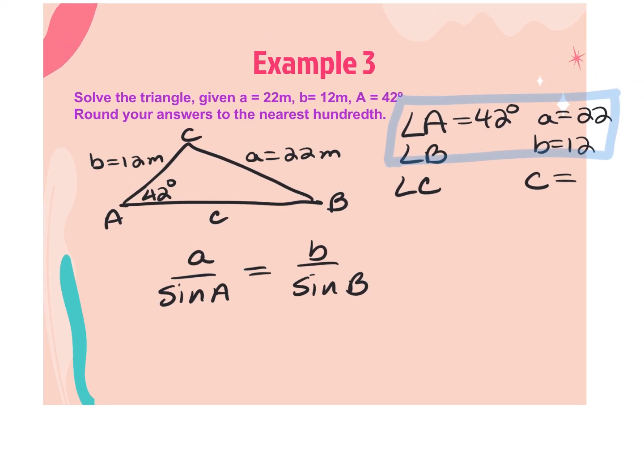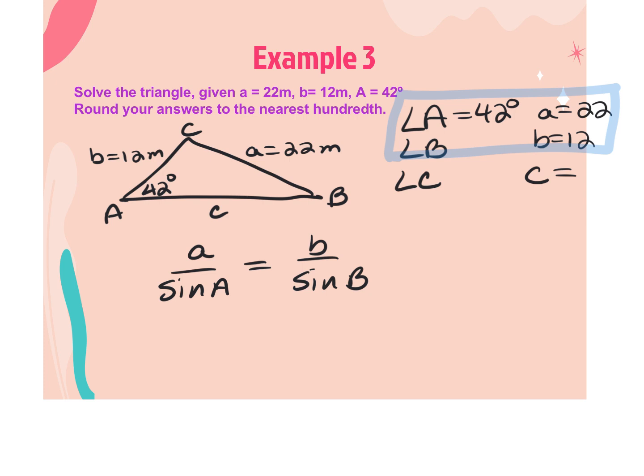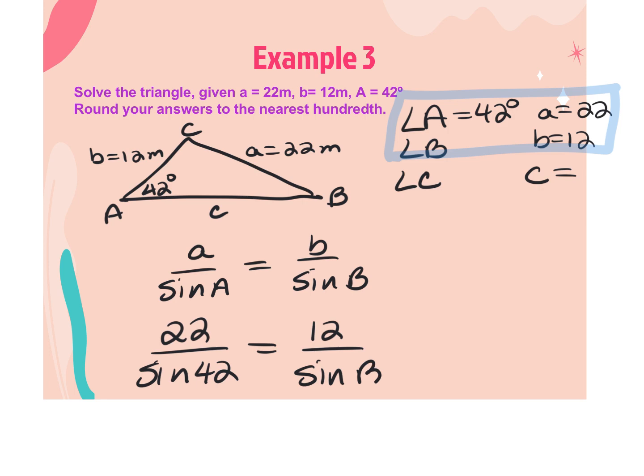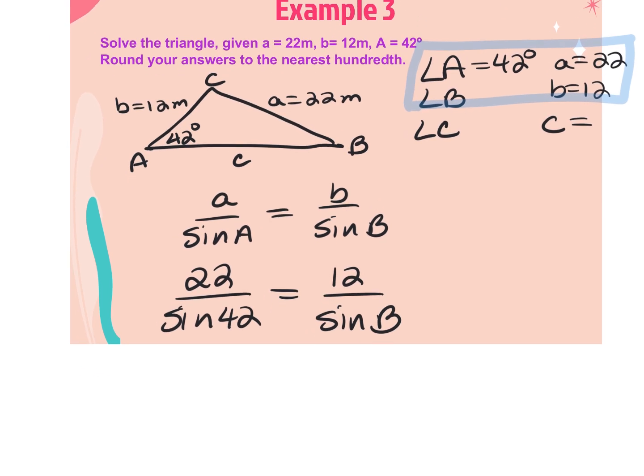So let's go ahead and fill it in. So I have side length A is 22, angle A is 42, side B is 12, but I don't know angle B. That's what I'm solving for. So again, I'm going to cross multiply.